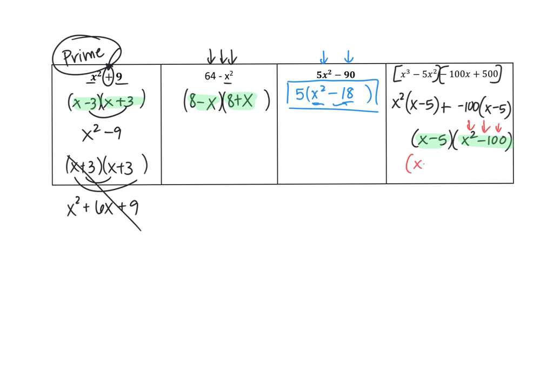So I'm going to keep my first factor, x minus 5, and then I'm going to factor the x squared minus 100. The square root of x squared is x and x. The square root of 100 is 10, so plus 10 and minus 10. So I factored it. This one actually has three factors, and now that is factored completely.